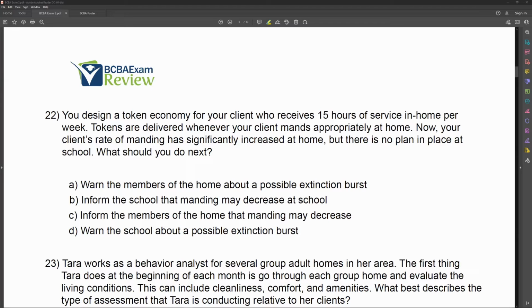Nothing's changed at school. Because it's increasing at home due to reinforcement, at school there will not be the same level of reinforcement. Manding may therefore decrease due to behavior contrast. B is our answer. What about C? Inform the members of home that manding may decrease. No, manding has obviously increased at home. Not something we need to worry about. Our answer here is B. Pretty straightforward behavior contrast question.